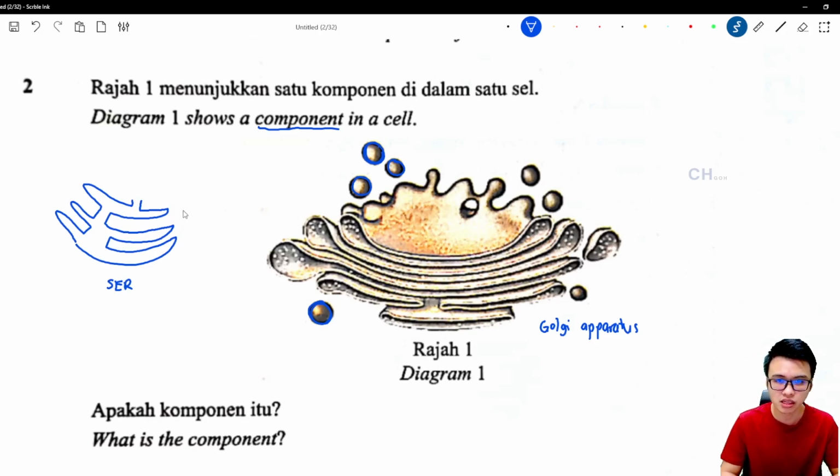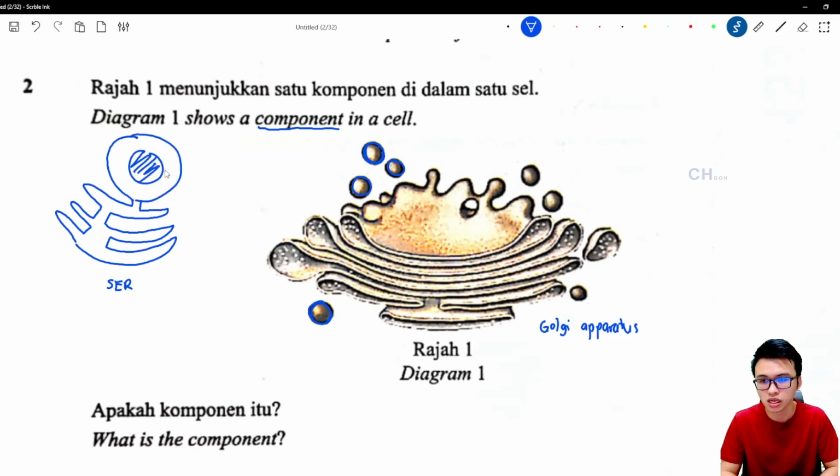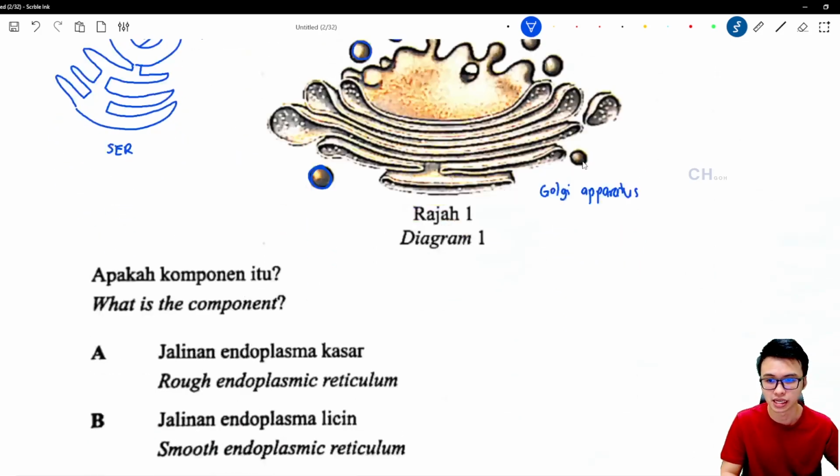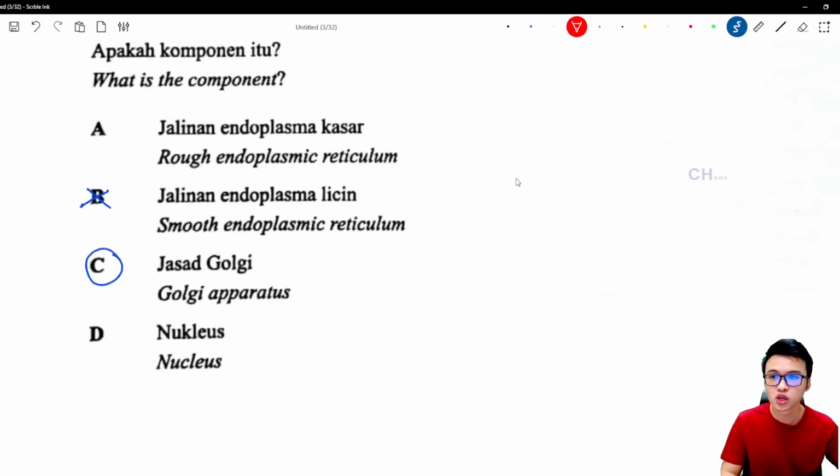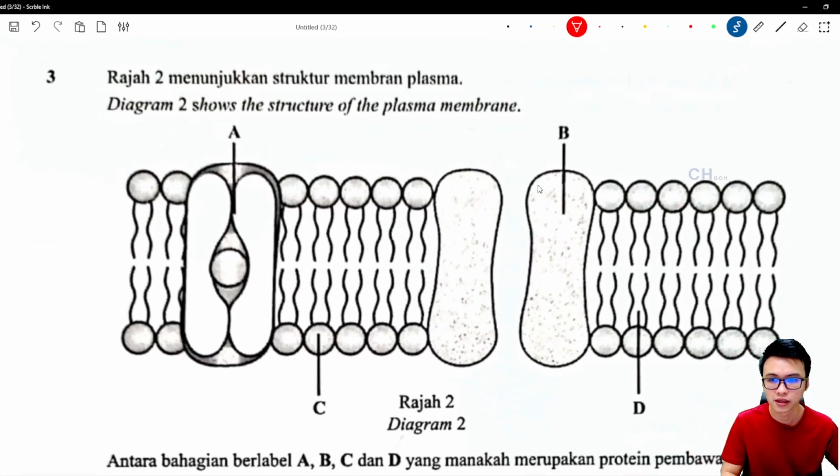Now, there's another thing that you can use to differentiate Golgi apparatus and SER. Normally, SER is very close to the nucleus. So, by using these two methods, I'm sure you guys can differentiate which one is the Golgi apparatus and which one is the SER. So the answer for this question is Golgi apparatus. So do not choose smooth endoplasmic reticulum. Alright, so let's continue with question 3.